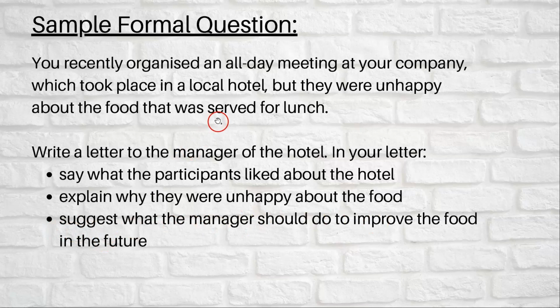So how will you approach this particular question? You would start off by writing your purpose. Then you would make a separate paragraph for the first bullet point, then another one for the second, and then another one for the last one. Say what the participants liked about the hotel. So you should not give vague details like "my colleagues were really happy with your service", but what service?